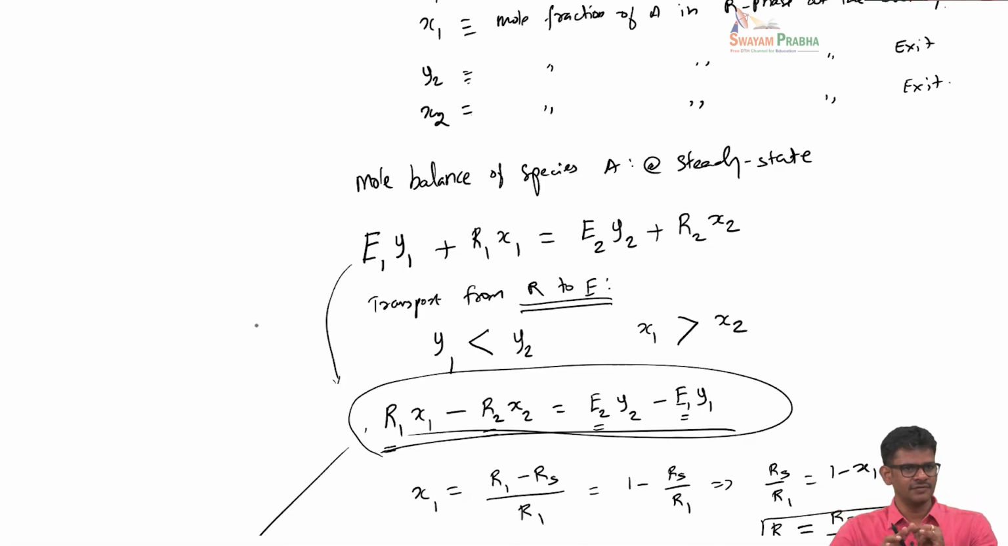For that, we are doing two things. One is we are expressing everything in terms of the solute free molar flow rates Rs and Es, and the compositions are now written in terms of mole ratios instead of mole fractions. With these two modifications, we are able to cast the material balance equation in terms of a straight line. Right? Do you follow?